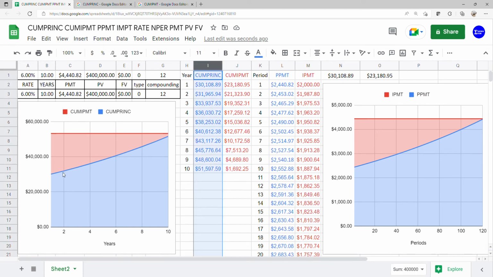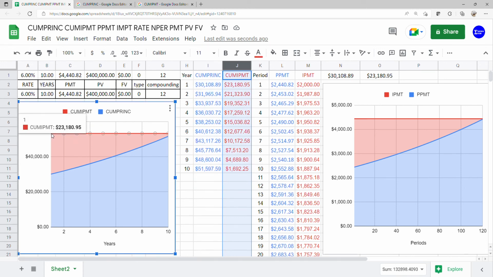The cumulative principal will be this range, starting from period 1, period 2, period 3, period 4, period 5, year 6, year 7, year 8, year 9, and year 10. And the interest, we have year 1, year 2, year 3, year 4, year 5, year 6, year 7, year 8, year 9, year 10.